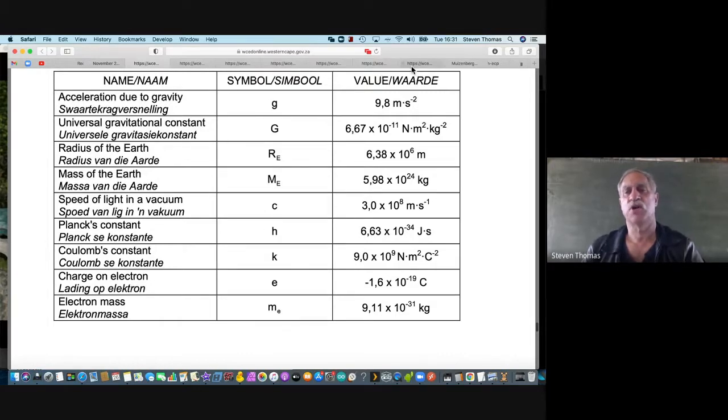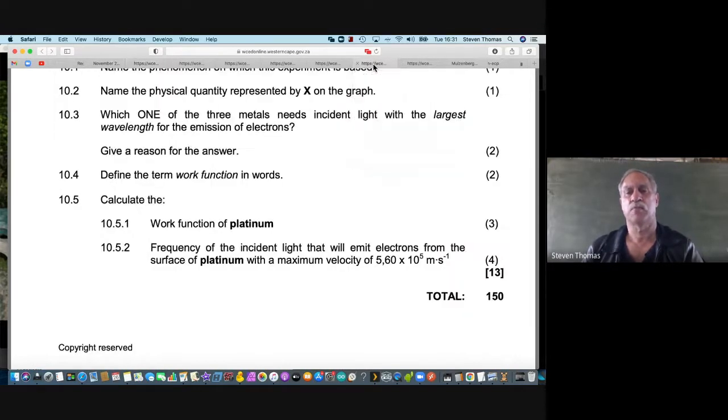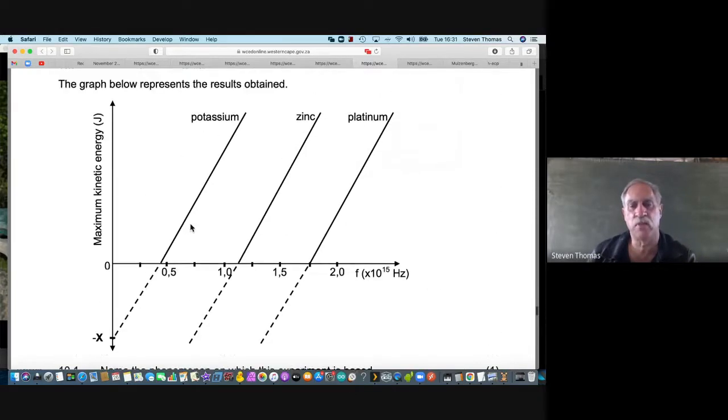So if we go back here, how do we calculate the work function of platinum? We read what the threshold frequency is, which is somewhere between 1.5 and 2. The exact middle is 1.75.